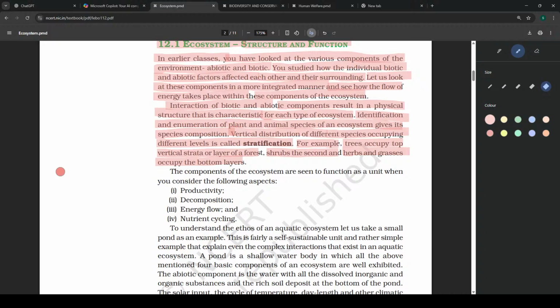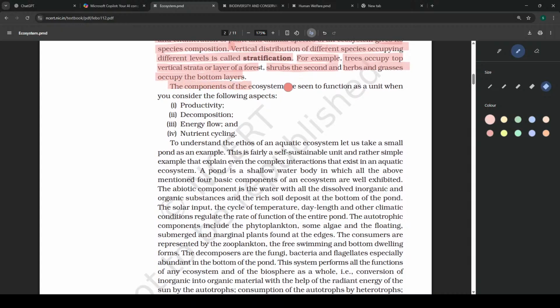For example, in a forest ecosystem, if we separate the species or types of plants in the most basic manner as trees, shrubs, and herbs, we can separate them into layers. Herbs and grasses are the shortest in size, so they occupy the bottom layer. Shrubs are taller than the herbs and grasses, so they occupy the second layer. Trees are the largest, so they occupy the topmost layer. Just an important definition to be remembered: vertical distribution of different species occupying different levels is called stratification. They specifically mentioned vertical distribution.